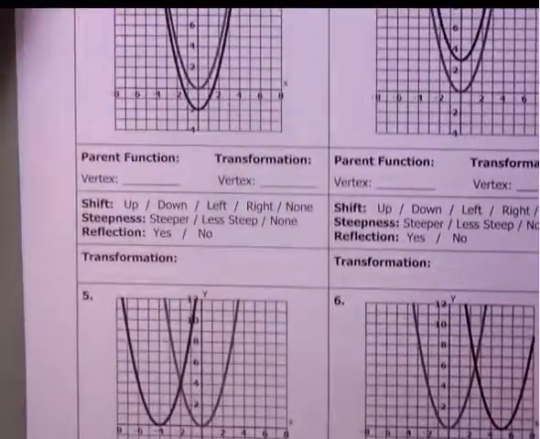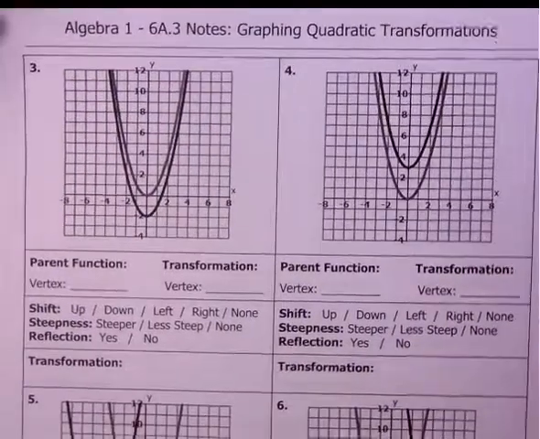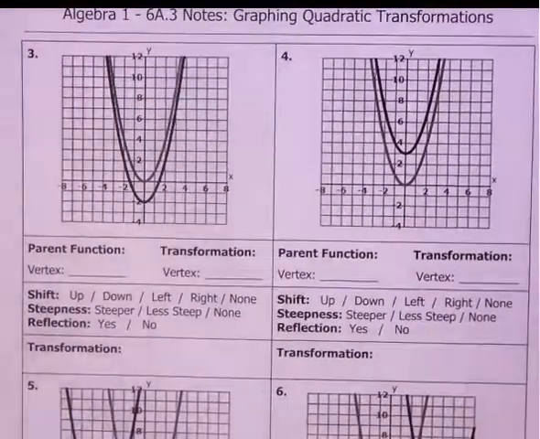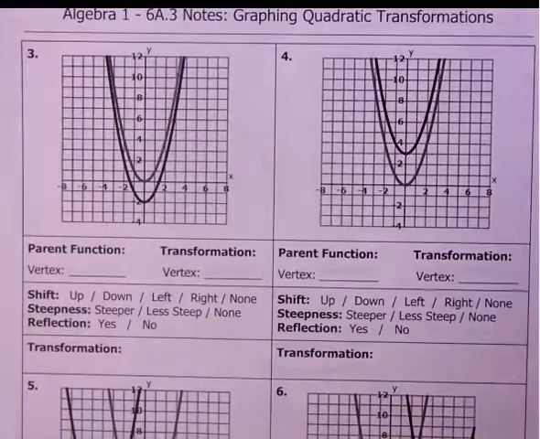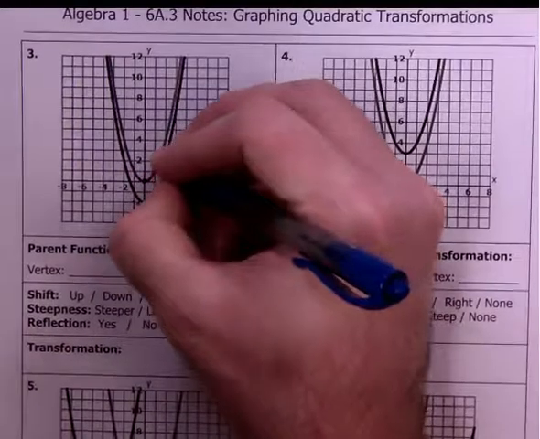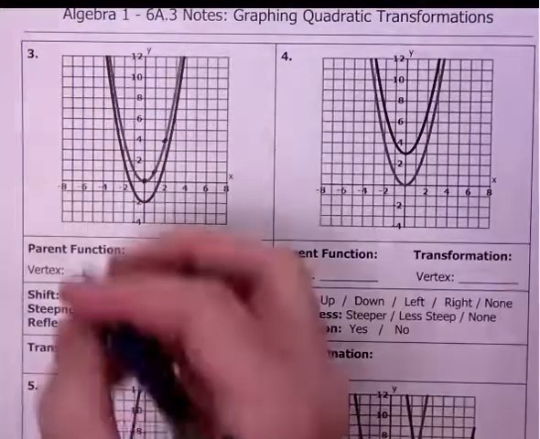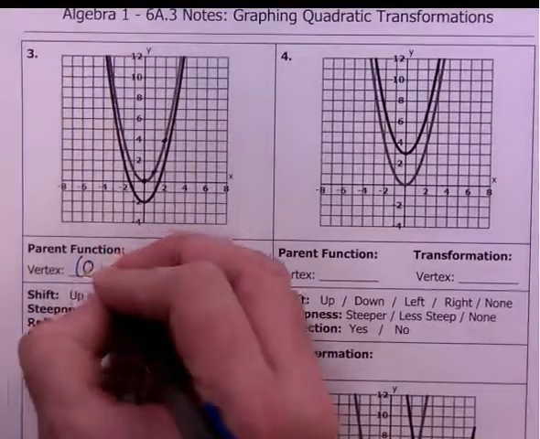Alright. Now you can see we're starting to shift around on this page. Shift up and shift down. So that's going to cause us to change our vertex. First thing we need to do is identify that parent function again. So we have 0, 0, 1, 1, 2, 4. So that is our parent function up there. And it's pretty easy to see that it's our parent function because we know the vertex of our parent function is 0, 0.